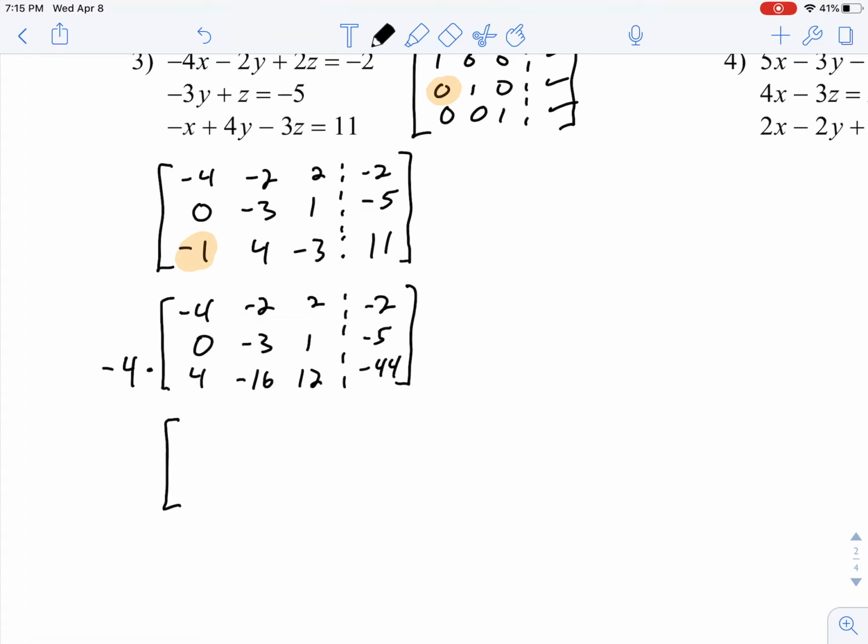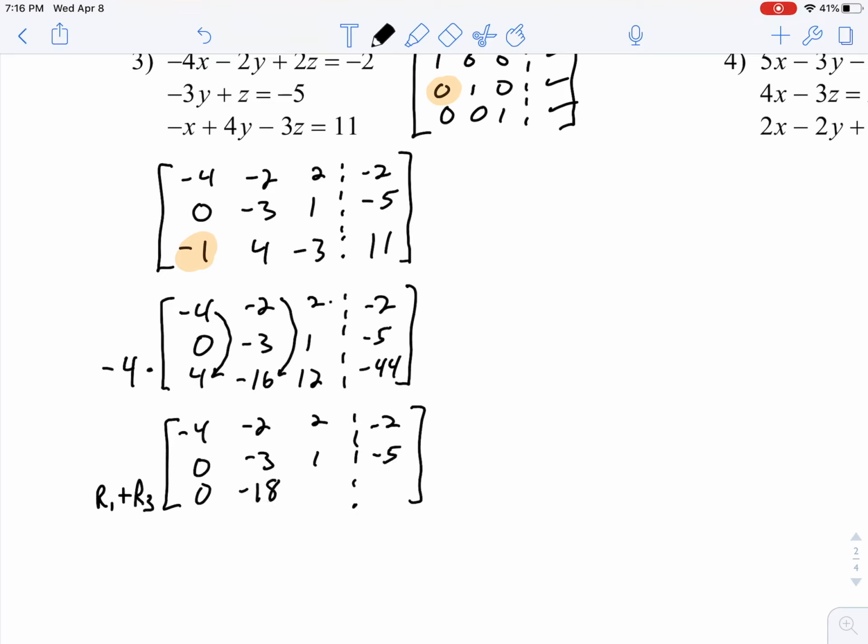So now row 1 gets added down to row 3. Not going to change these rows. But we are going to add downwards. So negative 4 plus 4, 0. Negative 2 plus negative 16, negative 18. 2 plus 12, 14. Negative 2 plus negative 44, negative 46.